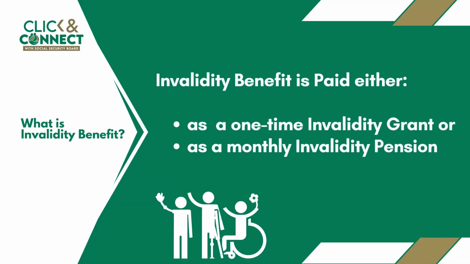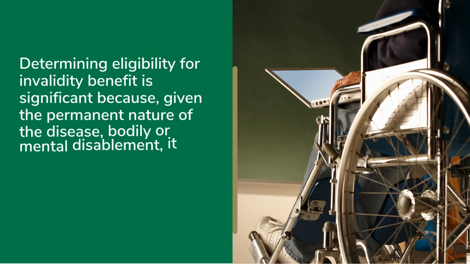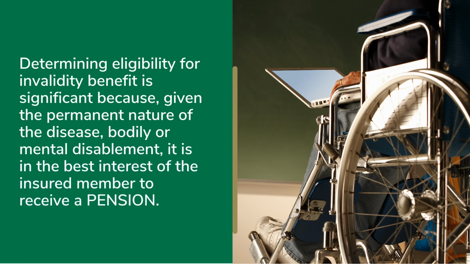Invalidity benefit is paid as a one-time grant or as a monthly pension. The evaluation of how the benefit is paid comes from determining entitlement to the benefit through qualifying conditions. Determining eligibility for invalidity benefit is significant because given the permanent nature of the disease, bodily or mental disablement, it is in the best interest of the insured person to receive a pension and not a grant.